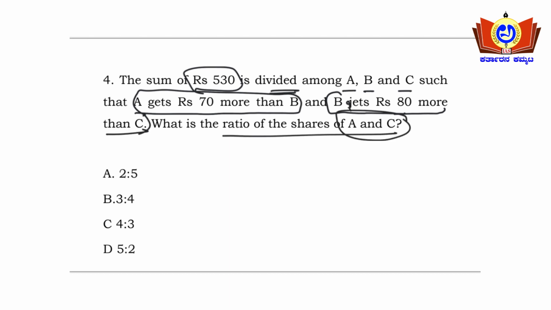See, on the next page I'll be solving this, guys. What is the given data here? 530 rupees is divided among A, B and C. A gets 70 more than B, and B gets 80 more than C. This is the question here. So what is the ratio of shares of A and C, they have asked.